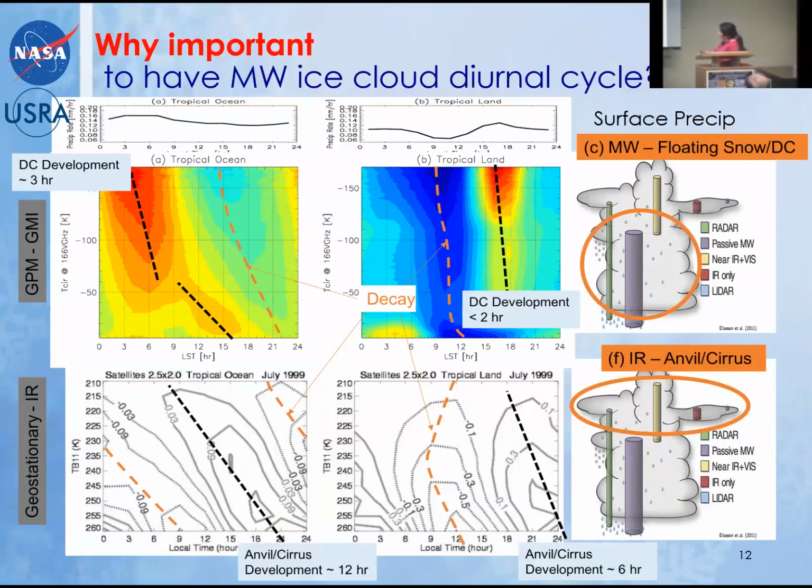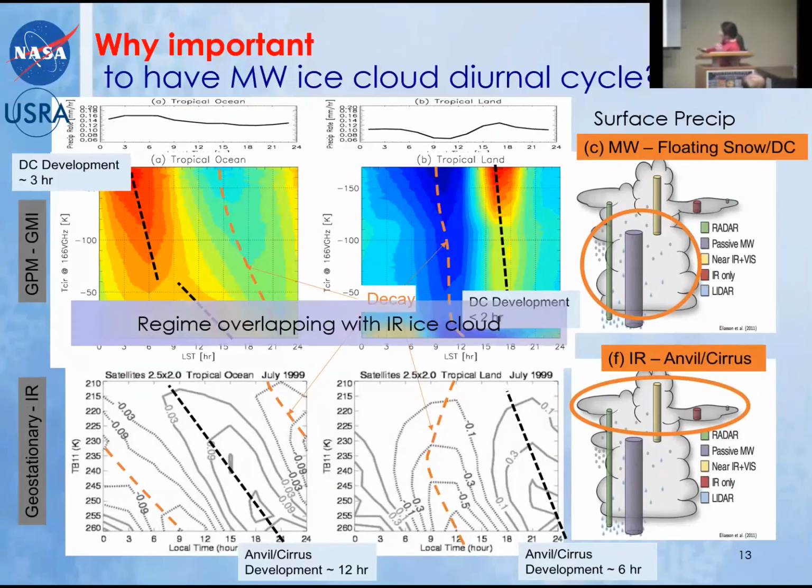And here you can see there are 2 regimes. The convection develops very quickly, and once it reaches the upper troposphere, it spreads out into anvils, and this takes a longer time scale to develop. So this is the regime that overlaps with the infrared ice cloud. So if you go from the deep convective hot air bubble and go upward, you can see the development of the cloud life cycle is actually different in terms of time scale. And if you only use 3-hour temporal resolution, you would miss the entire development of the rapid convection.